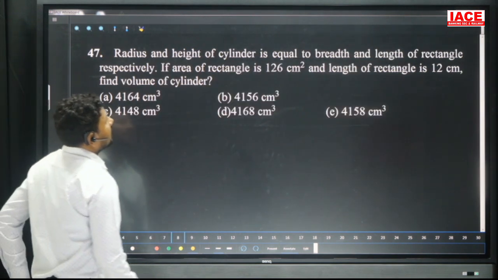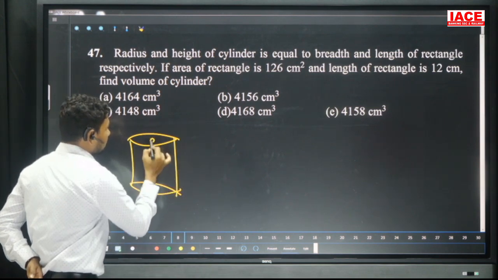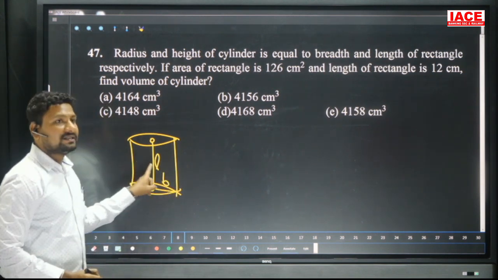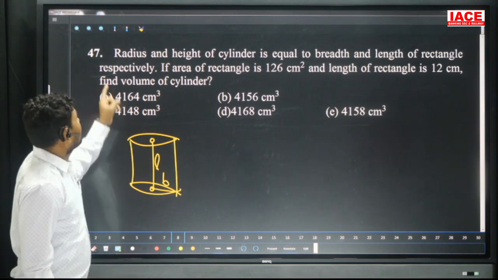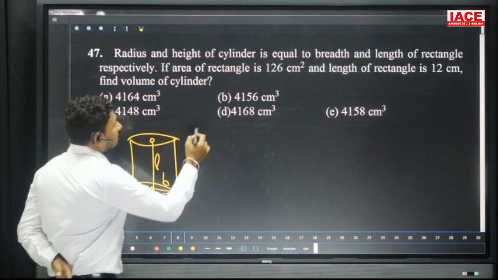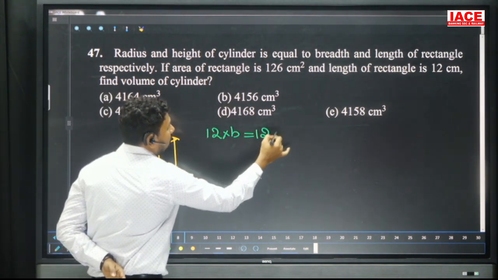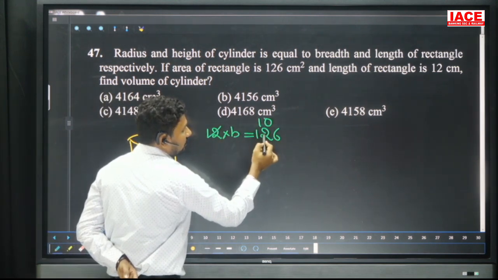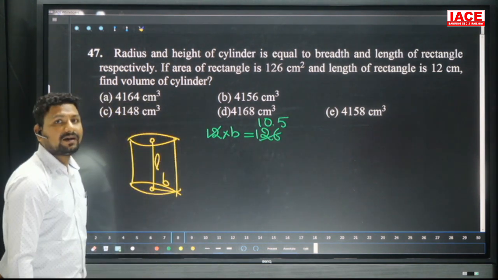Next, radius and height of a cylinder. So this is a cylinder, and this is the length, and this is the breadth. Height we consider as length, radius we consider as breadth. So here, if the area of the rectangle is 126 centimeter square and the length is mentioned as 12, then 12 into breadth is equal to 126. Cancelling with 12, you will get the breadth value 10.5.